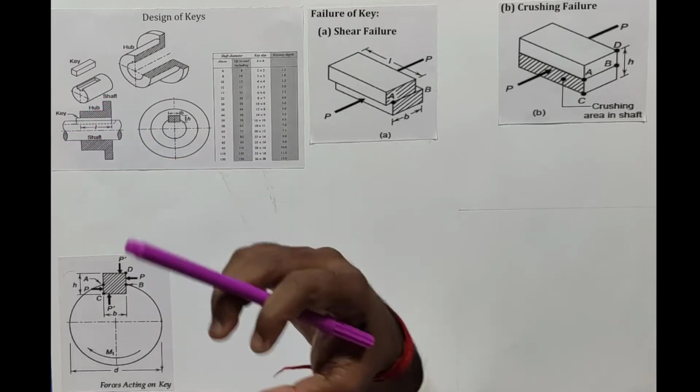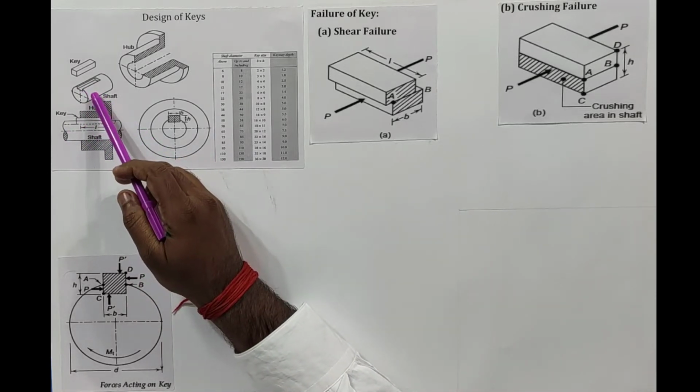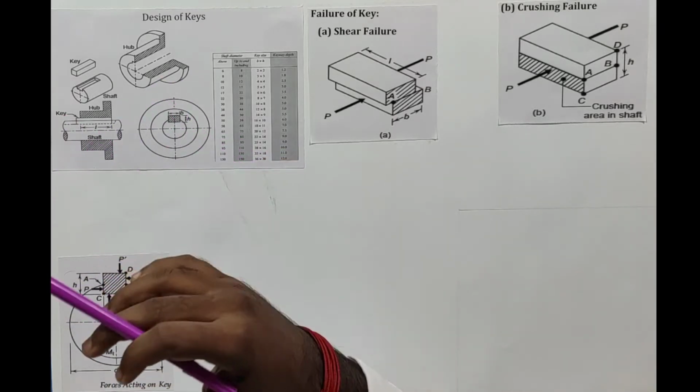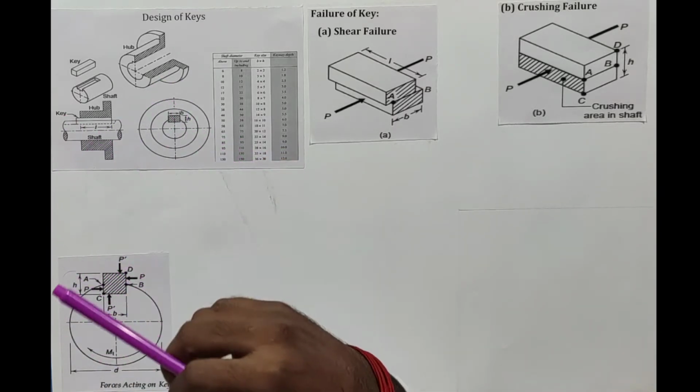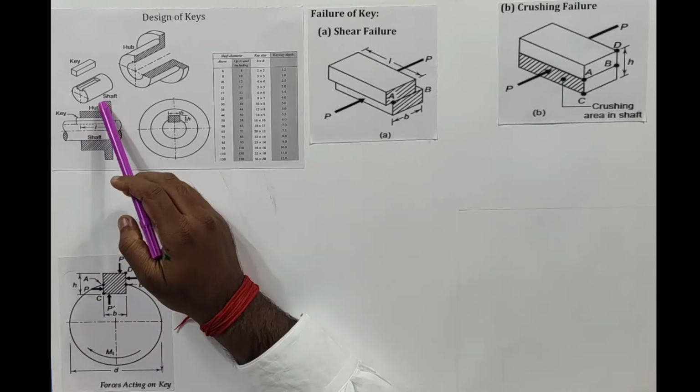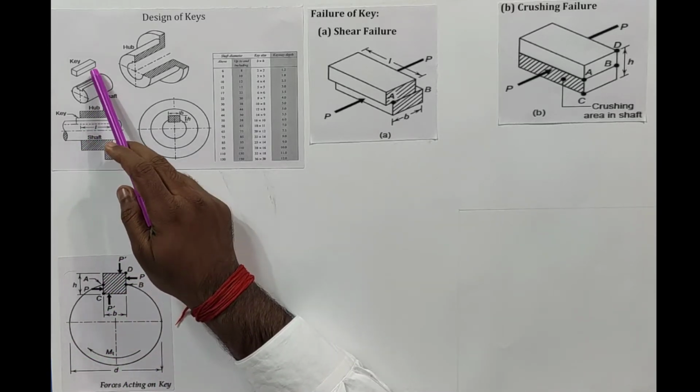Now see, what is key? Key is nothing but an element which can help to transmit torque and motion from shaft to hub. That is the intermediate part which will help to transmit torque and motion very easily. Clear? So you can see the structure. This is just a 3D view. This will be the key.